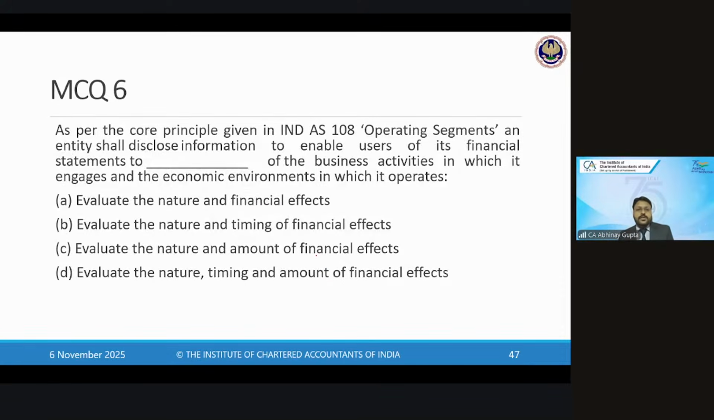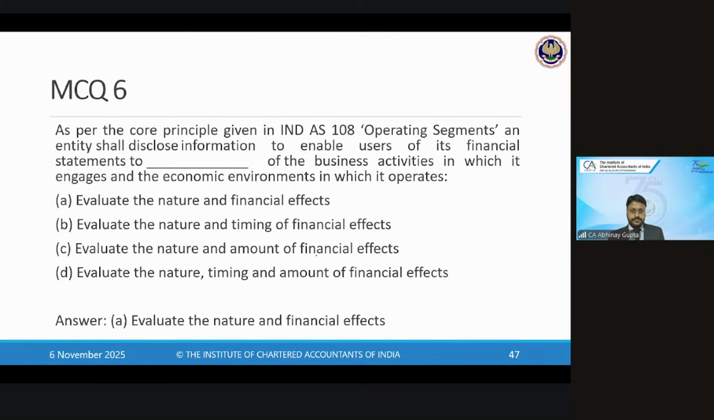Now, as per the core principle given in Ind AS 108 Operating Segments, an entity shall disclose information to enable users of the financial statements to evaluate the nature and financial impact of the business activities in which it engages and the economic environments in which it operates. Options: nature and timing of the financial impact; nature and amount; nature, timing, and amount. The answer is A, nature and financial impact.